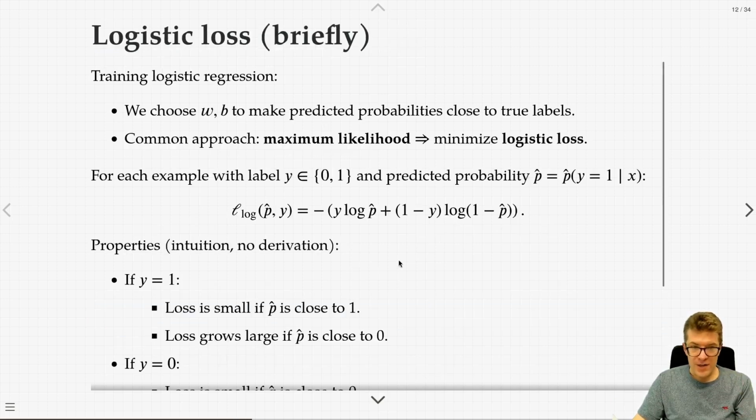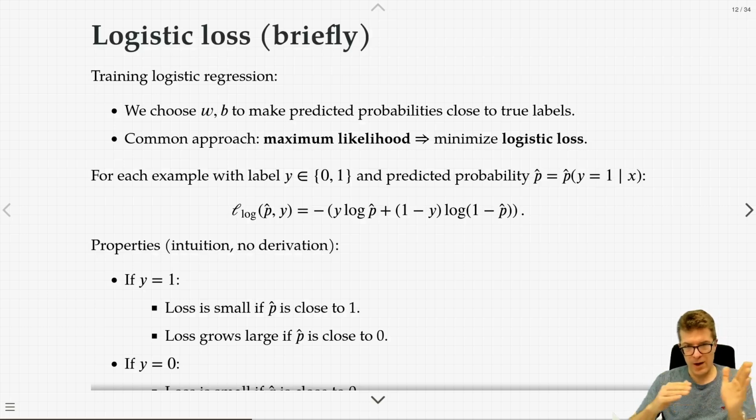Training logistic regression is a little bit beyond the scope of this first year practical data science class, but I want to touch on it anyway. The parameters that we can change are W and B. So W and B are the coefficients we can adjust in a linear regression. And we'll try to make our predicted probabilities as close to the true labels as possible. So we can try to maximize the likelihood. If we maximize the likelihood, this means minimizing the logistic loss.